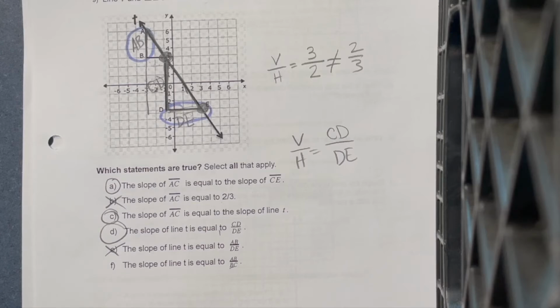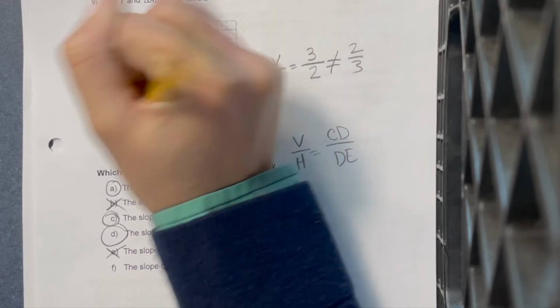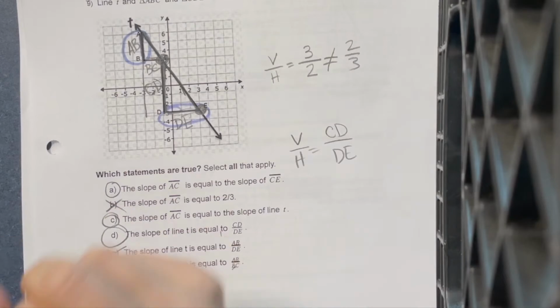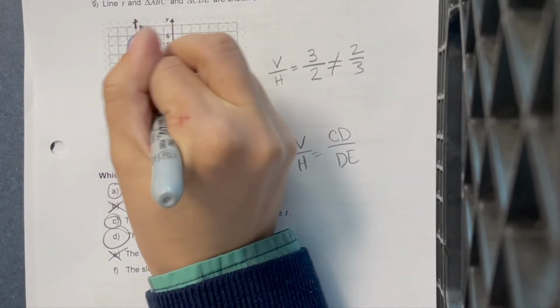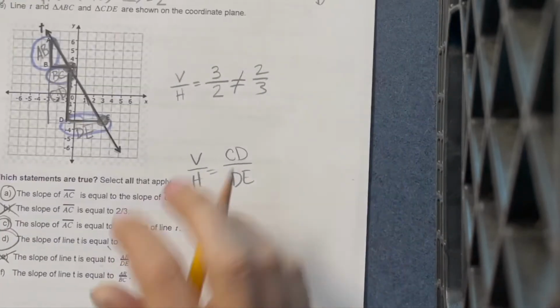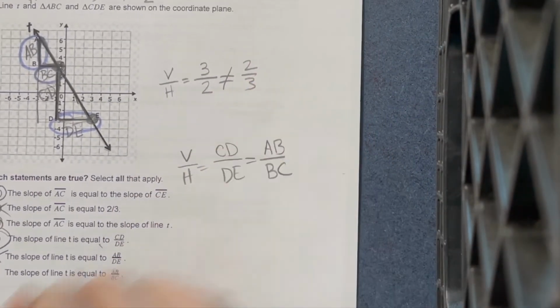And then finally, the slope of line T is equal to AB divided by BC. Okay, this is going to work out because AB is the vertical distance here, BC is the horizontal there. So again, you could also, to find the slope of the line, do AB divided by BC.